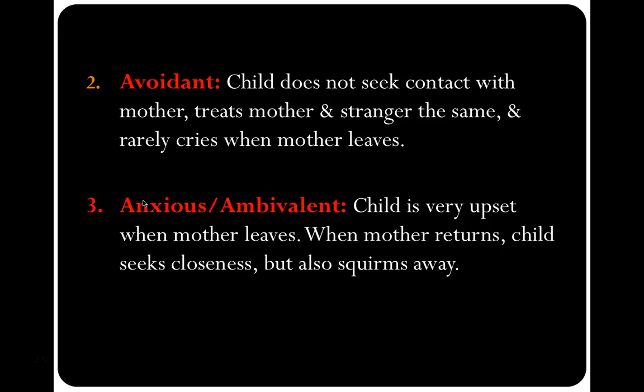The third form is the anxious ambivalent. This is characterized by the child being really, really upset when the mother leaves, visibly anxious. But when the mother returns, the child seeks closeness for a moment, urgently, but then squirms away.